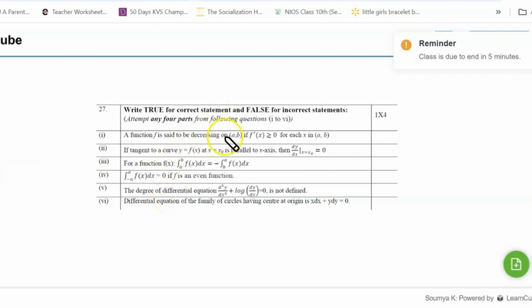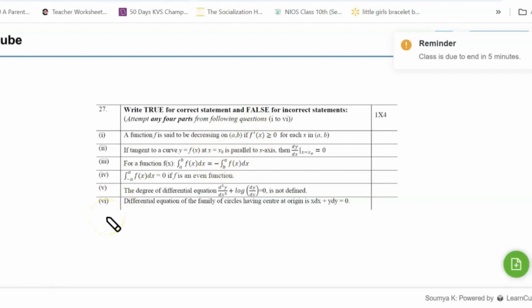First question is, a function is said to be decreasing on a and b if the first derivative is greater than 0 for each x in a and b. This statement is false, because a function is said to be decreasing on a and b if the first derivative is less than 0 for each x in a and b. That is the difference. It should be less than 0. If it is more than 0, we call it increasing, not decreasing. Okay, that is the difference.